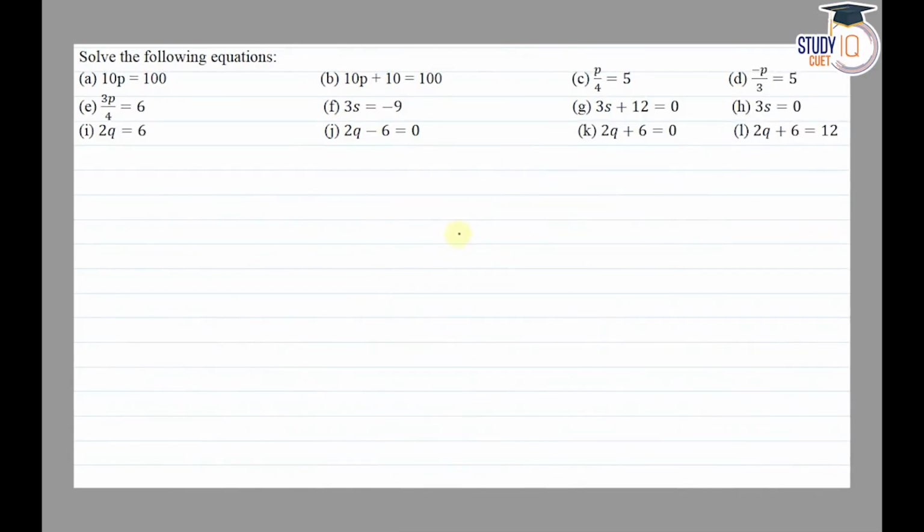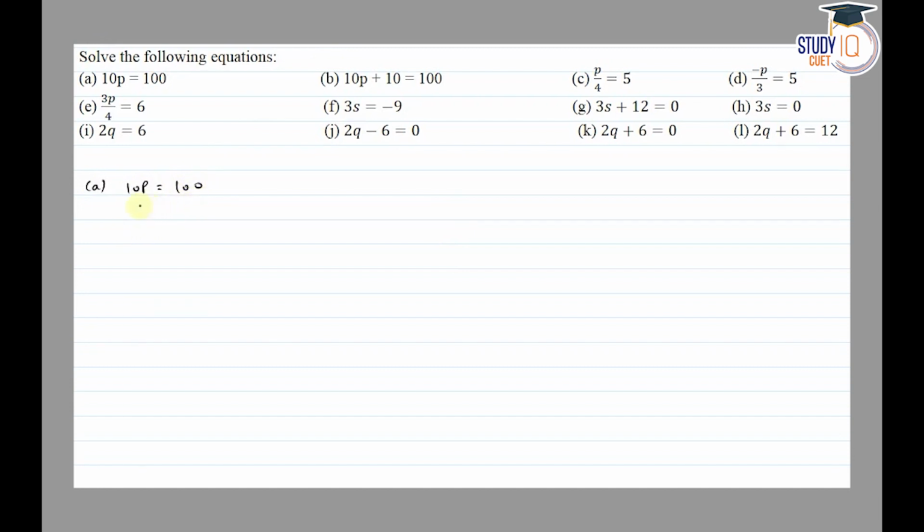Hello everyone, this question appears in the class 7th NCERT chapter of simple equations. This is the fourth question of exercise 4.2. The question says, solve the following equations. Part A is 10p is equal to 100.